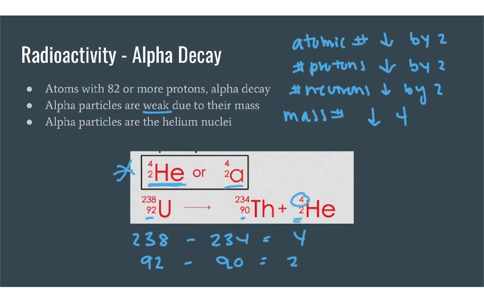Notice the conservation. We have 92 on the left. We have 92 on the right. We have 238 on the left. We have 238 on the right. Conservation is key, guys.